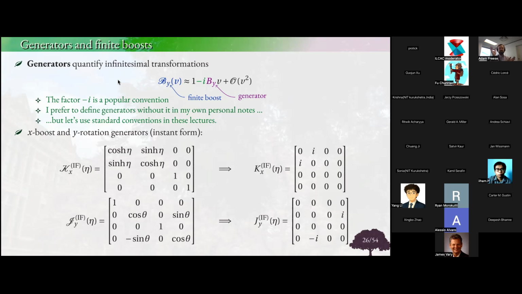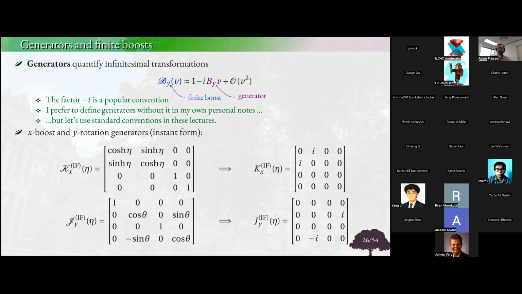So you have a finite boost by a finite velocity. For any transformation, you can approximately, for very small velocities in this case, approximate it as an infinite series in the parameter that you're transforming by. Of course, the leading term is 1, because if you don't transform anything, you just multiply by 1. And then you have a linear term, and then higher order terms potentially. The coefficient multiplying v in this linear term is called the generator.